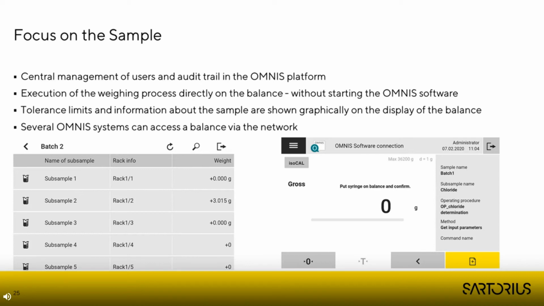Another advantage of the integration is that the user can use different Omnis systems with only one balance. It is not only a one-to-one relationship as it's known, for example, with simple RS-232 connections where each balance is linked to only one system exclusively. I think this solution, what we have done together with Metrum, shows how different vendors can link systems together over IT standards very easily and provide their customers a very efficient and safe solution.